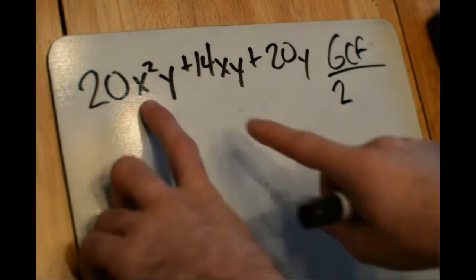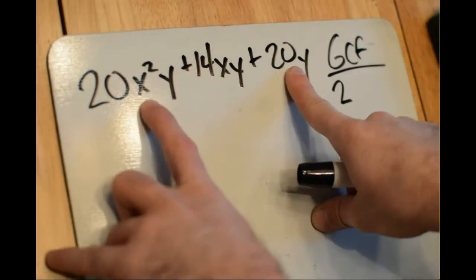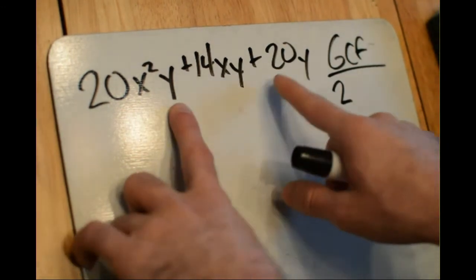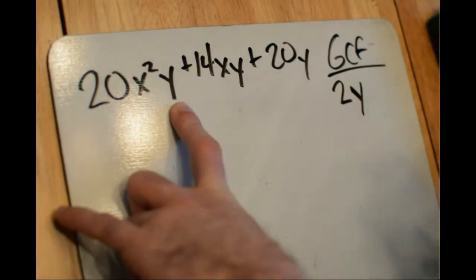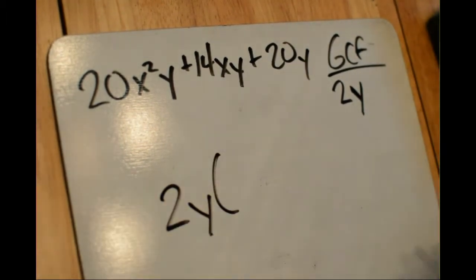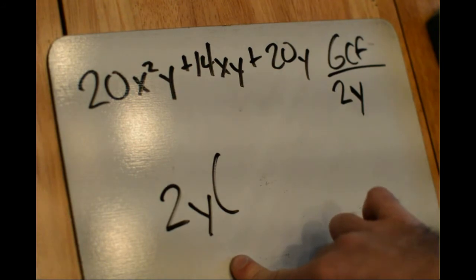I see this one has an x squared, that one has an x, that one doesn't have an x factor. So I can't factor out an x from all of them evenly, but all of them do have a y. So 2y is the greatest common factor. Since I'm factoring that out, I'm going to write it on the outside of some parentheses.